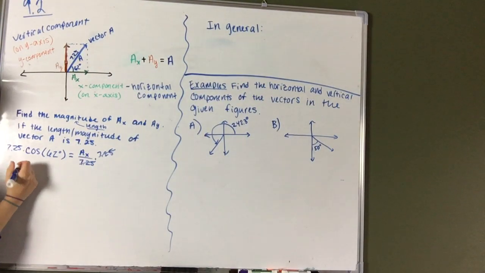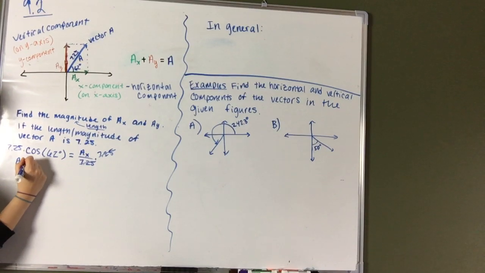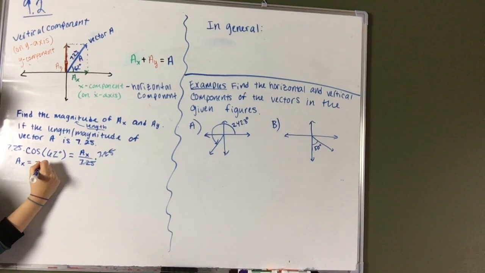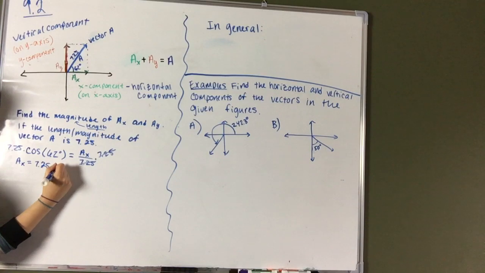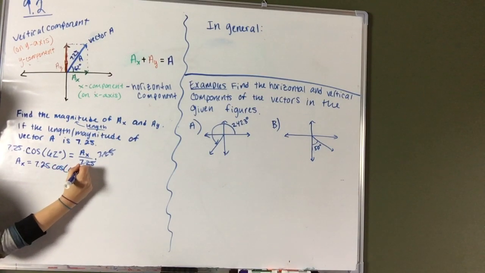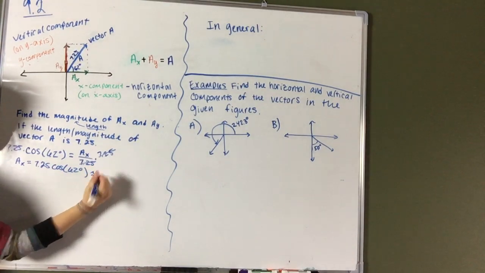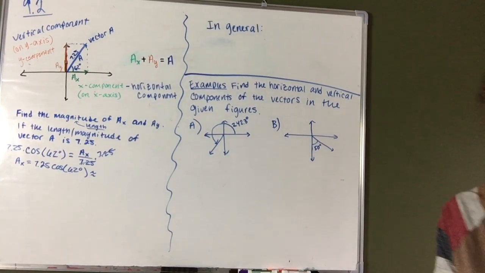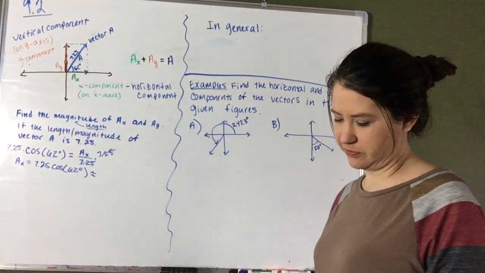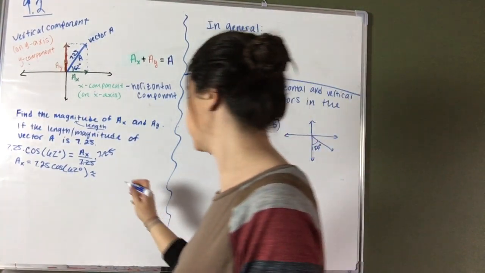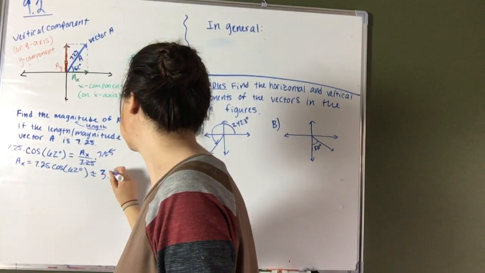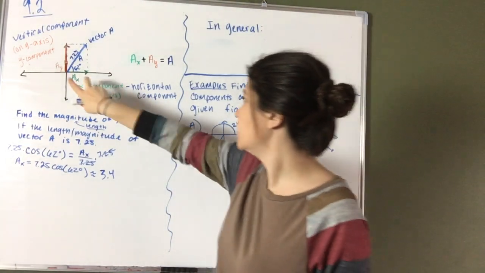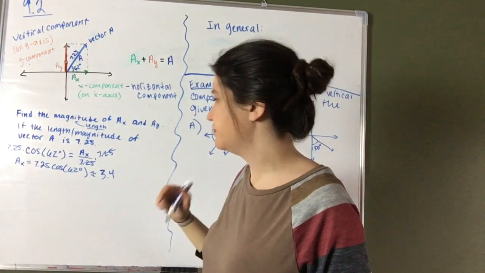Okay, so we end up with our x component length is 7.25 times cosine of 62 degrees. We can approximate this. So you type this into the calculator, and if you do that, take the time to follow along and type this in, you should get about 3.4. Okay, so the length of this is 3.4.